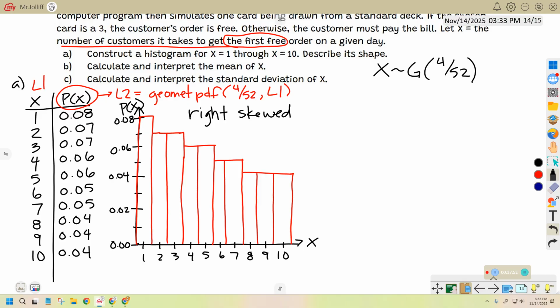Next, they ask us, let's find the mean. Where is the mean? How do we interpret it? Reciprocal of the probability. Very good. 1 over p, 1 over 4 over 52, which is 52 over 4. I happen to be familiar with the structure of a deck of cards, and I know that that is 13.